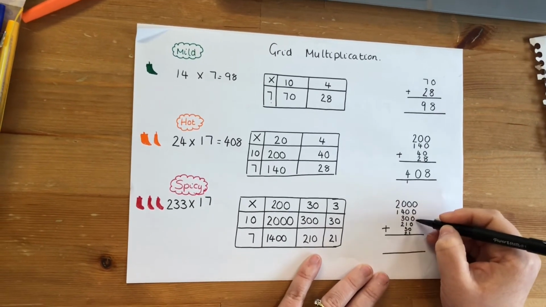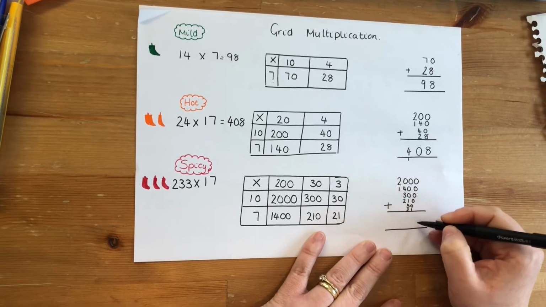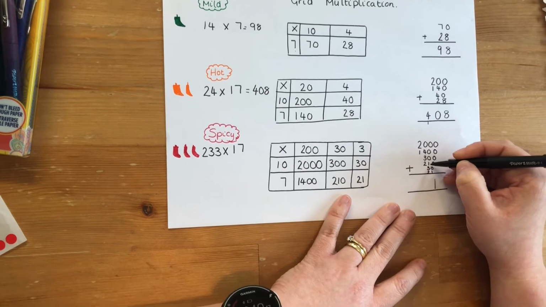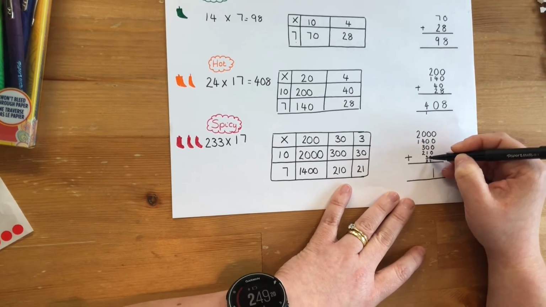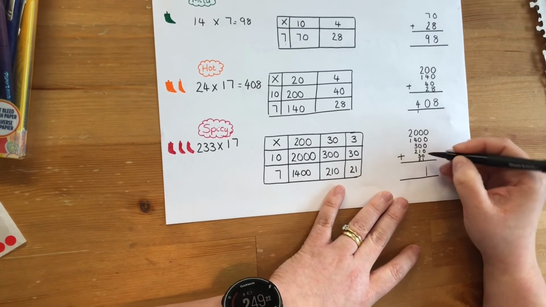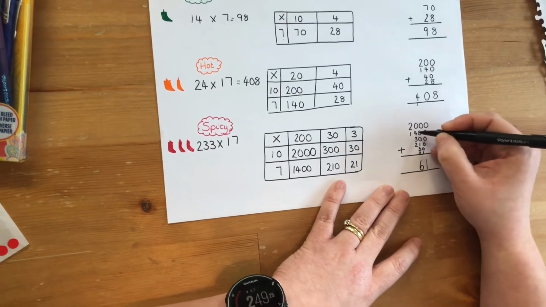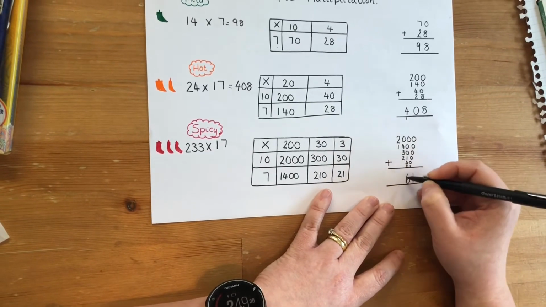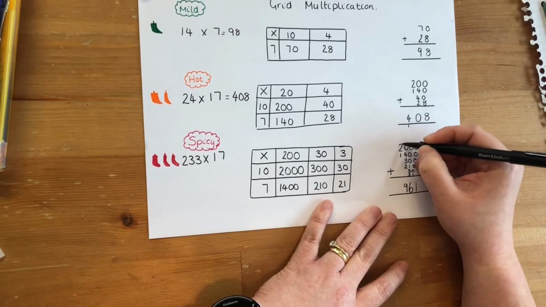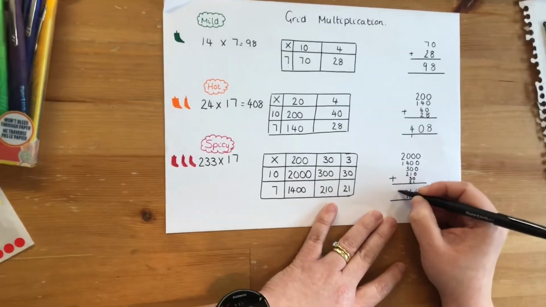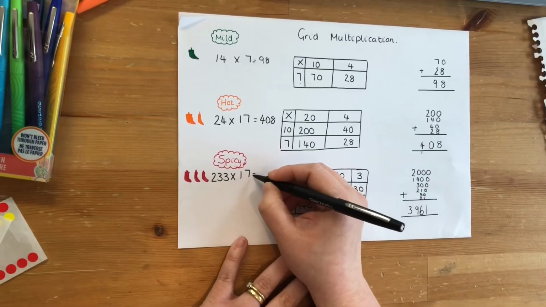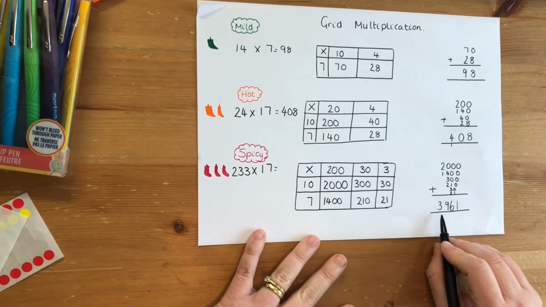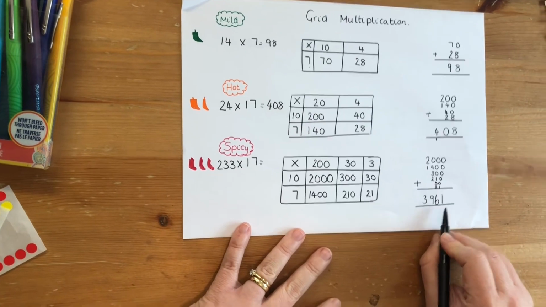0 plus 0 plus 0 plus 0 plus 0 plus 1 is 1. 0 plus 0 plus 0 plus 1 plus 3 is 4 plus 2 is 6. 0 plus 4 plus 3 is 7 plus 2 is 9 and 2 plus 1 is 3. So the answer to 233 times by 17 should be 3,961.